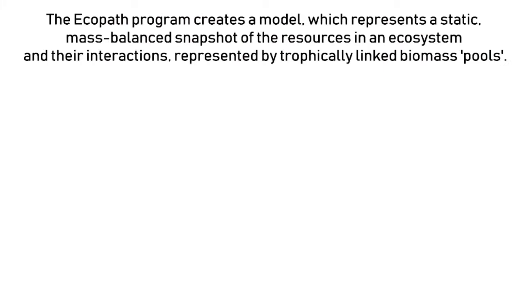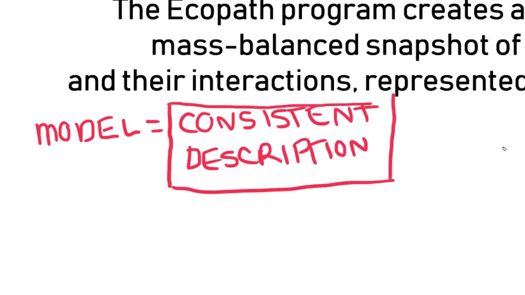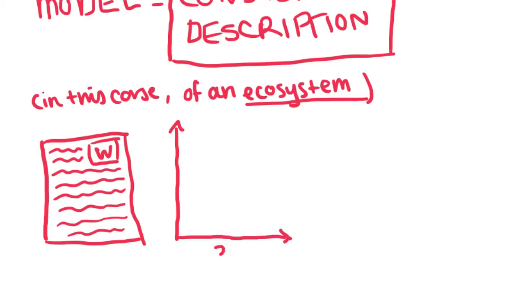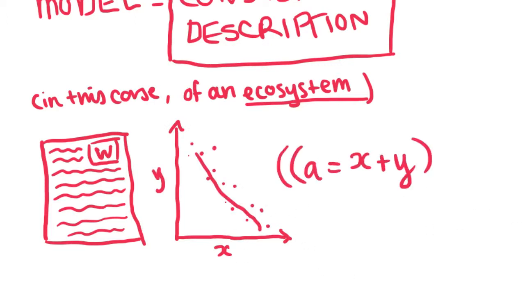The Ecopath programs create a model which represents a static, mass-balanced snapshot of the resources in an ecosystem and their interactions, represented by trophically linked biomass pools. Now this is quite complex, so let's break it down a bit. A model is a consistent description, in this case of the resources or biomass within an ecosystem. These can take the forms of text, graphs, or equations describing states and rates.